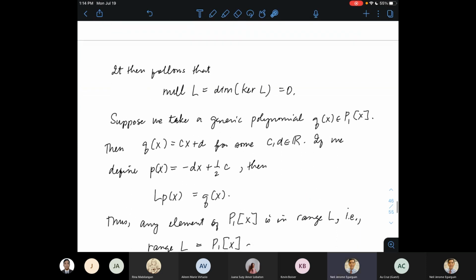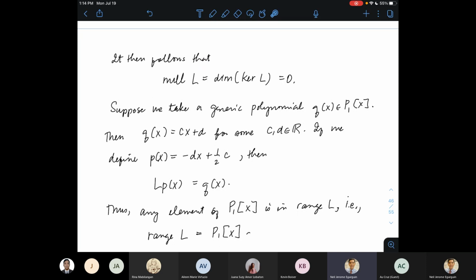Now, I want to see what the range of L is. Now, what I'll do is to take a generic polynomial Q in the codomain, and I want to see if there's an element of the domain whose image under L will be equal to Q. All right. Since Q is a generic element of the codomain, it would be of the form Cx plus D. And my goal is to see, meron bang polynomial, say Ax plus B, doon sa domain, na pag pinasok ko kay L, ang magiging sagot ay si Q.